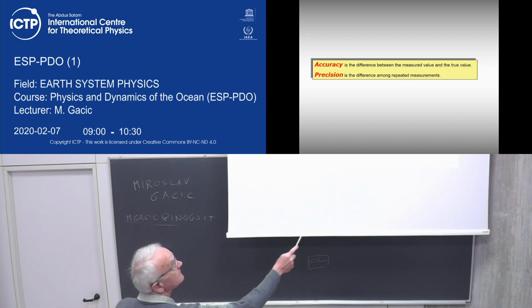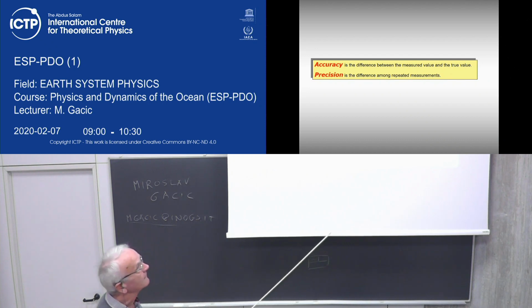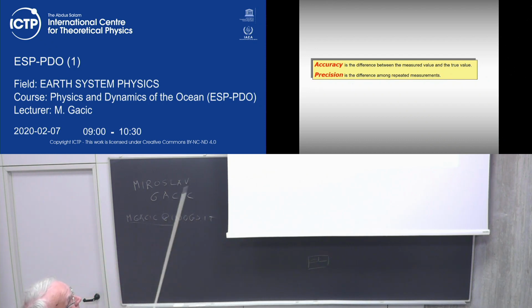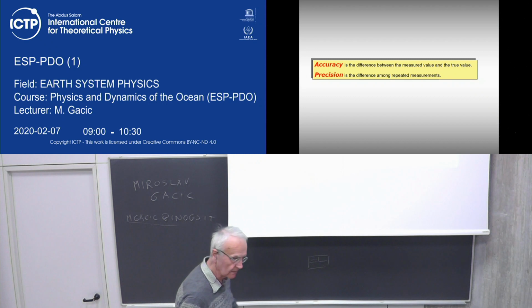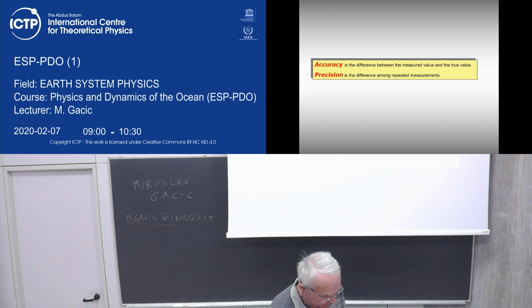And precision is the difference among different repeated measurements. So you have accuracy and precision. This is important, to see the differences between the two. Okay.